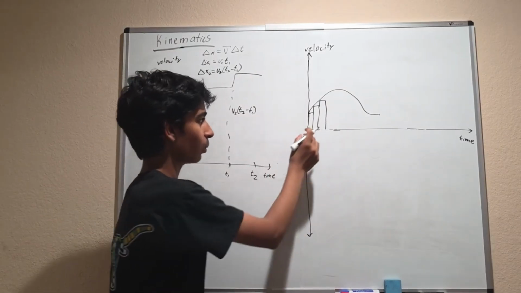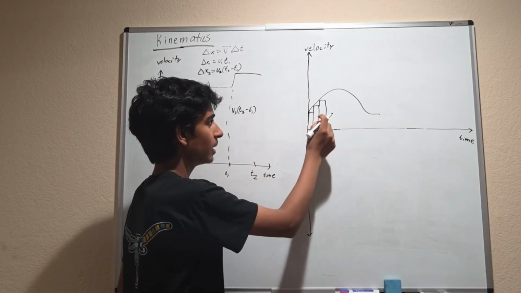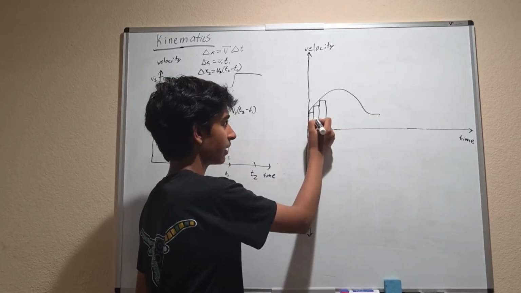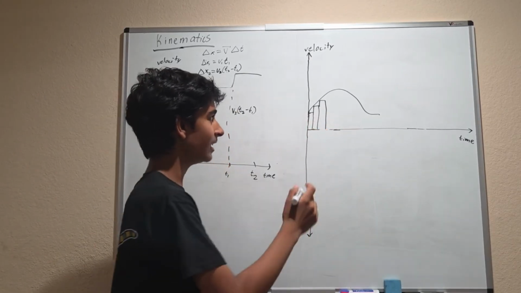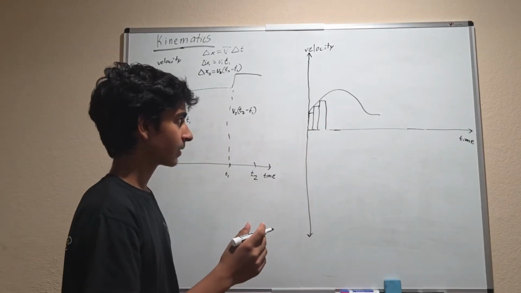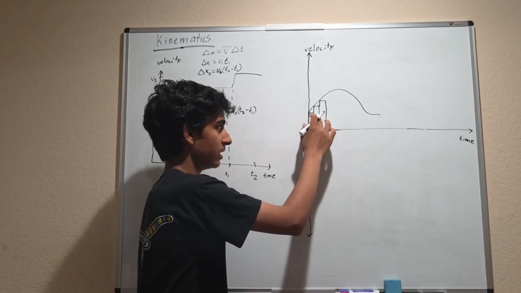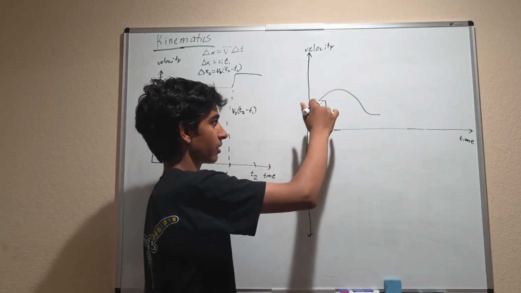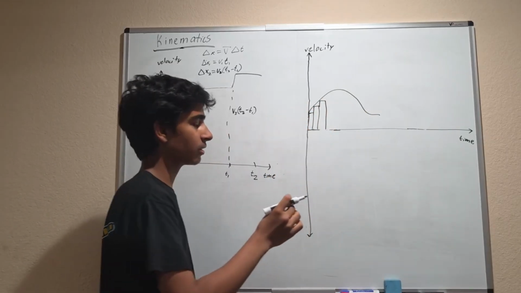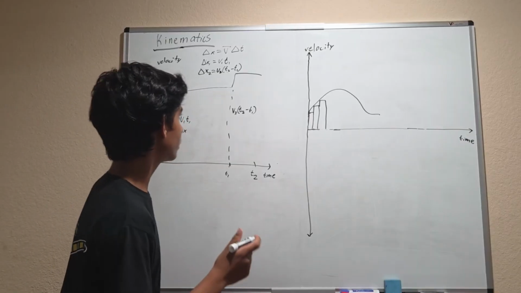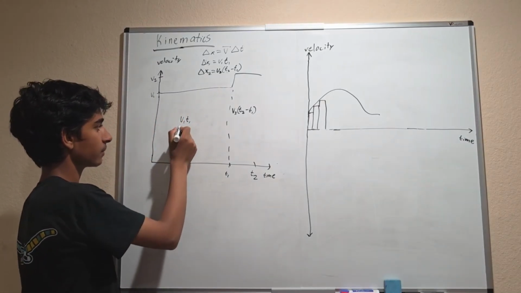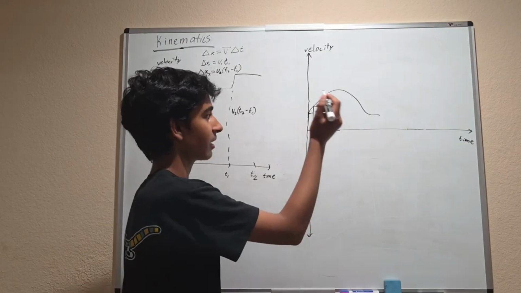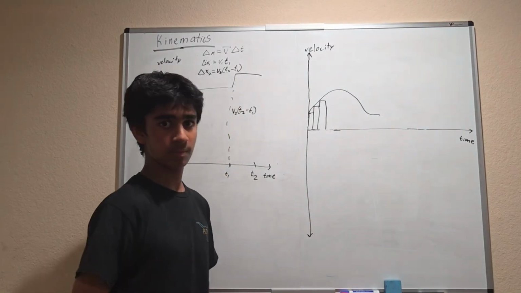Well, as the width of these rectangles approaches 0 and we get more and more rectangles, this approximation of the area of the rectangles actually becomes exactly equal to the area under the graph. Let me say that again. The area of the rectangles is exactly equal to the area under the graph as the width of these rectangles approaches 0. And since we know that the area of the rectangles is the displacement, then the displacement is also the area under the curve, or the area under the curve is the displacement.